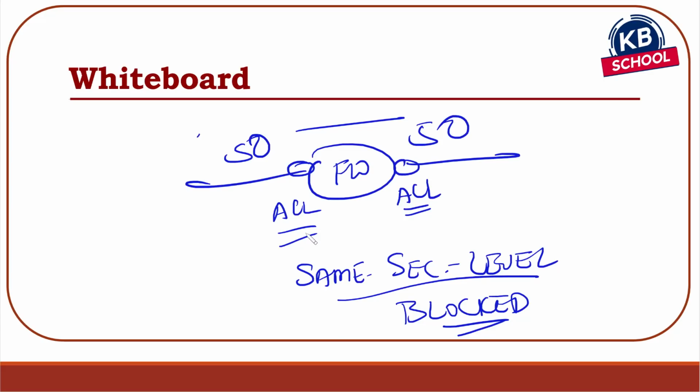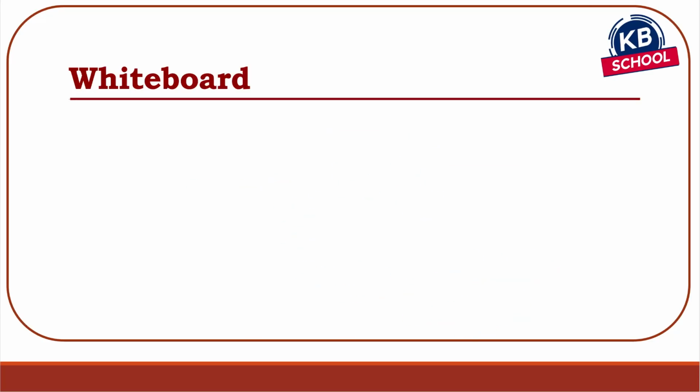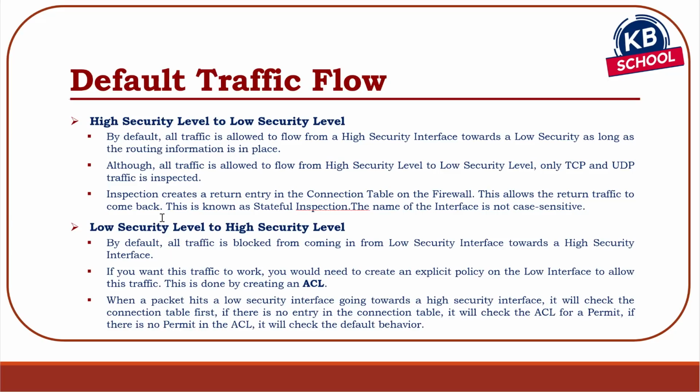You remember from low to high, you can make an exception by explicitly allowing it in ACL. But if you have two interfaces with the same security level, even that traffic within ACL will not be permitted. So this is something that you would do when you don't want two interfaces to talk to each other. All right, so that took care of this guy over here.